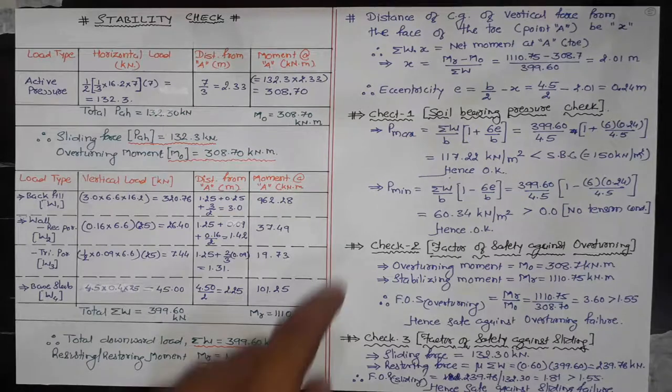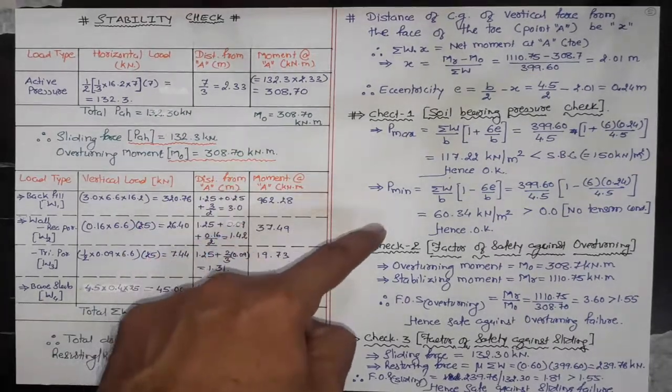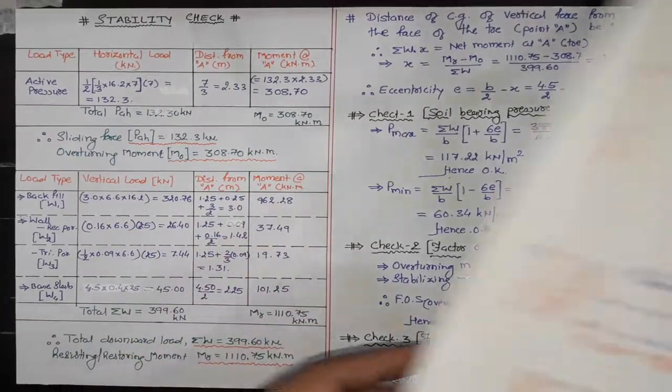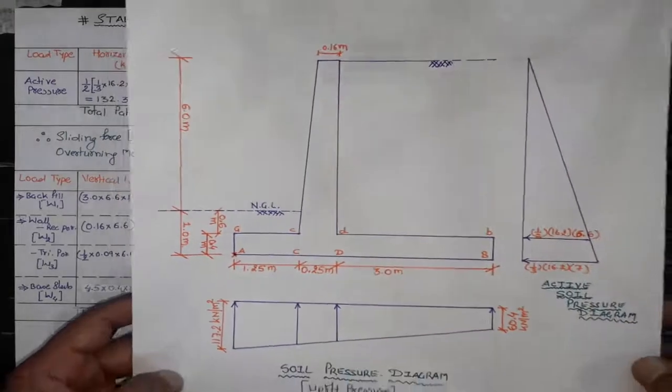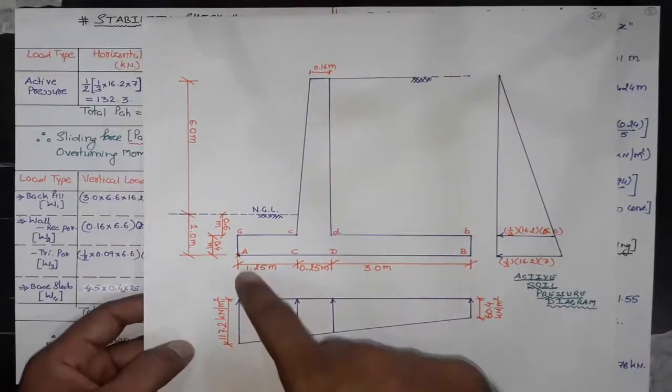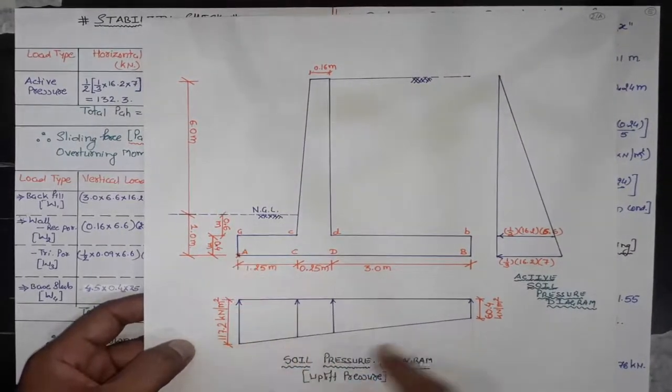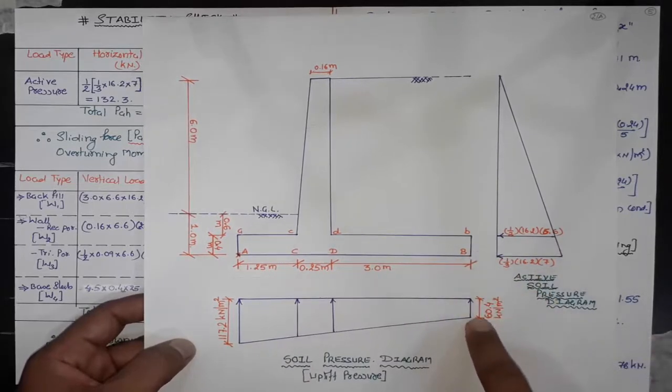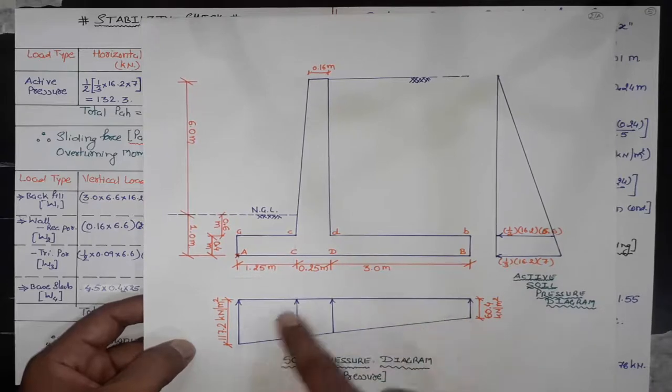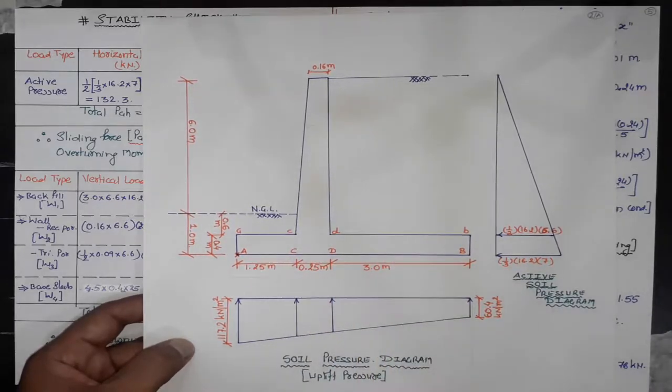This soil pressure, that is P max and P min, are shown in our soil pressure diagram. That is P max at point A, that is at toe end, and P min is at heel end, that is at B. This force is acting upward.